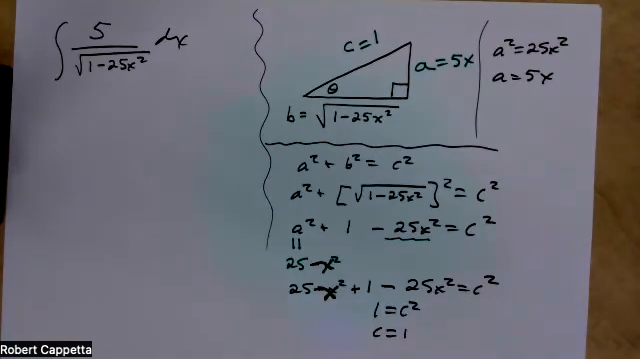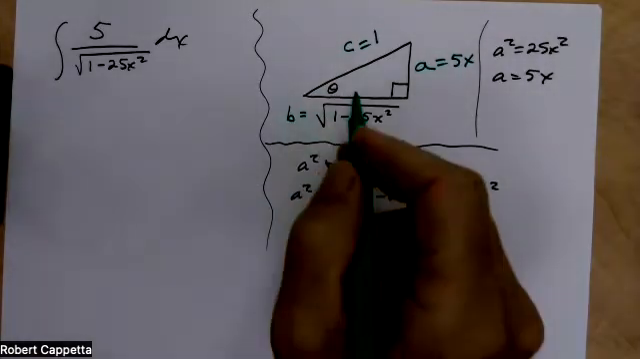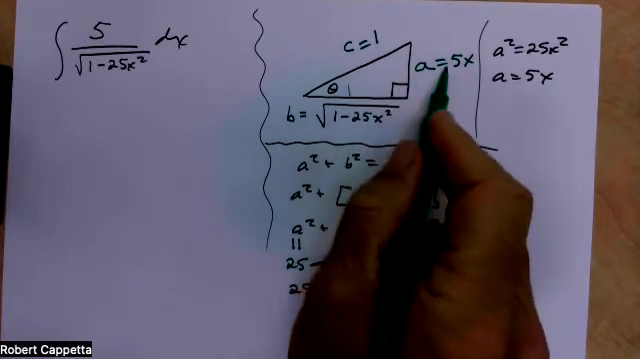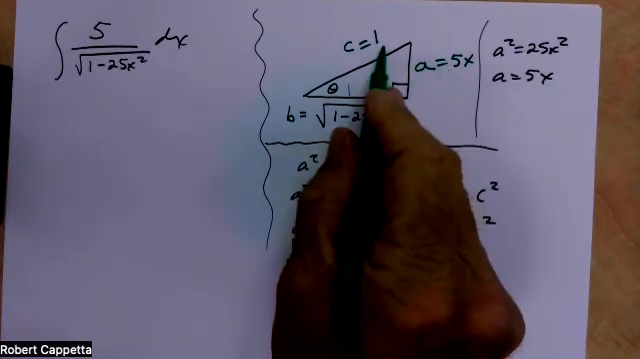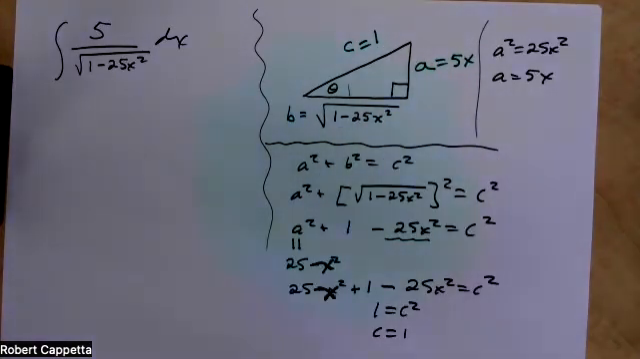Okay. So now what do I have here? Sine of theta, opposite over hypotenuse, 5x over 1. We know that. Fine. That's nice. So let's write that down. Sine of theta is 5x over 1.